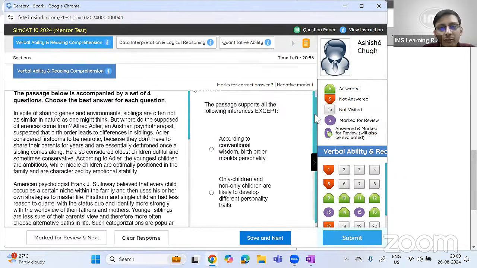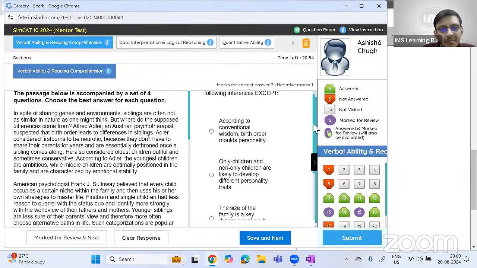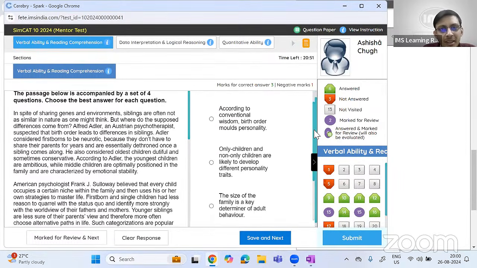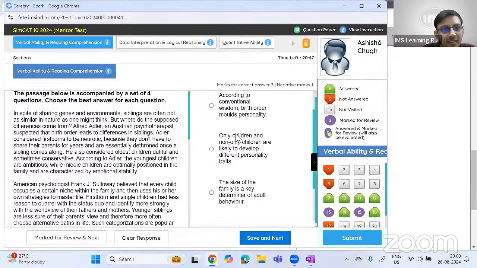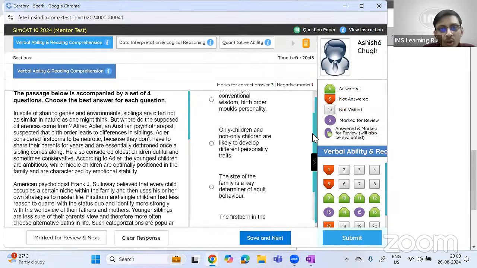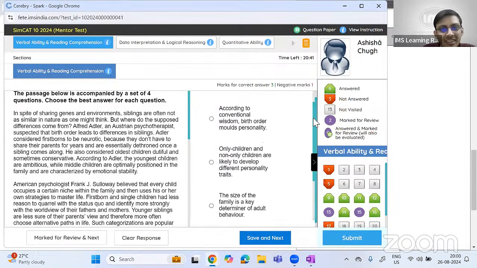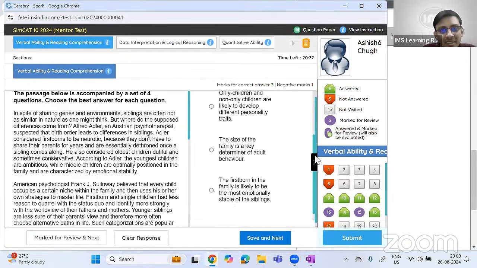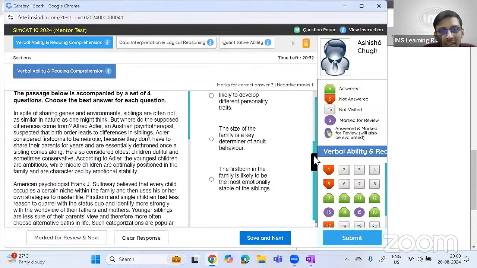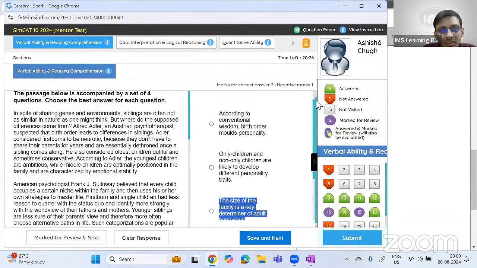Passage supports all of the following inferences except: according to conventional wisdom, birth order moves personality. I think this was given, and only children and non-only children are likely to develop differently, and this can be inferred definitely, that's being mentioned. Size of the family is a key determiner, so that was also mentioned. Firstborn in the family is likely to be the most emotionally stable. Okay, I've already eliminated the first three options.